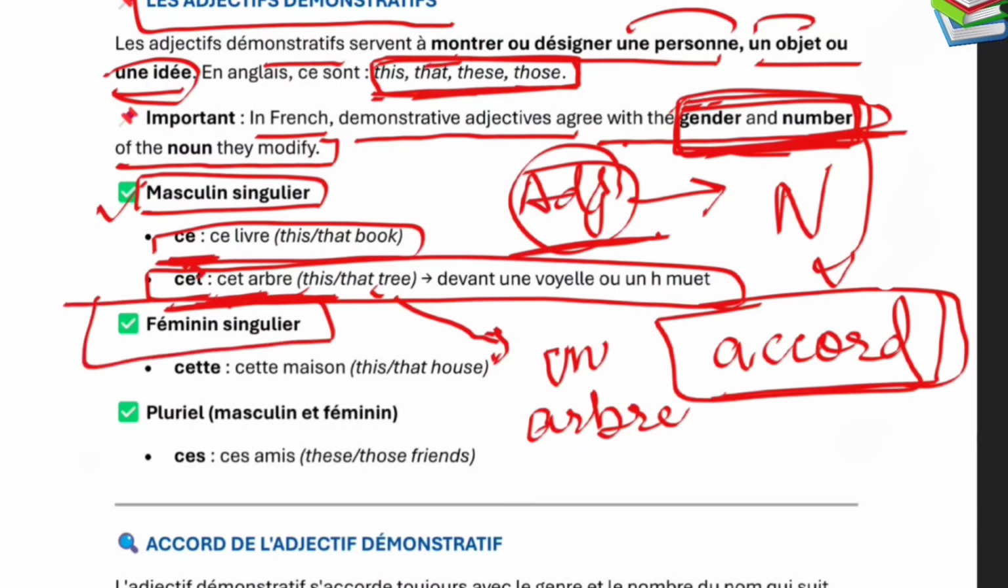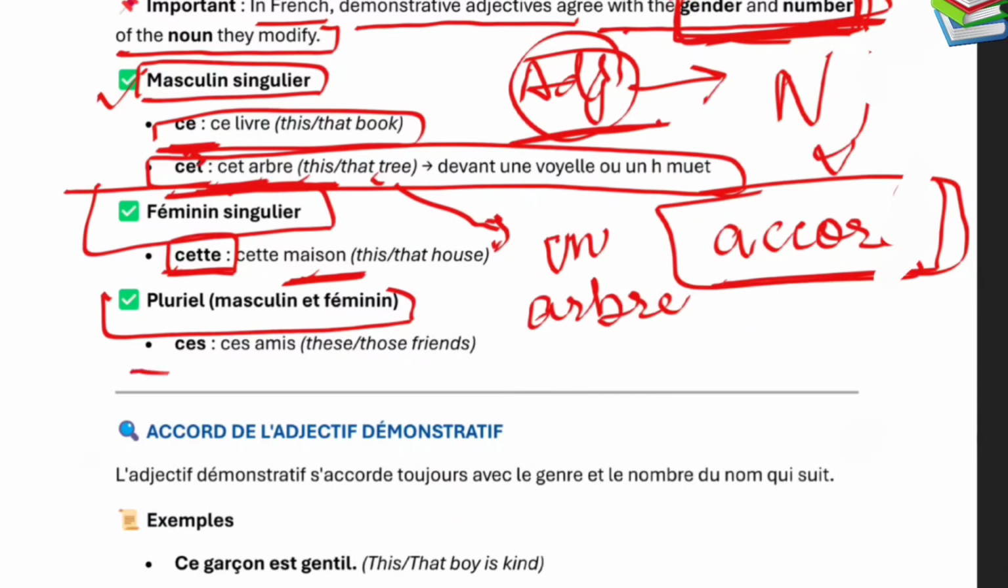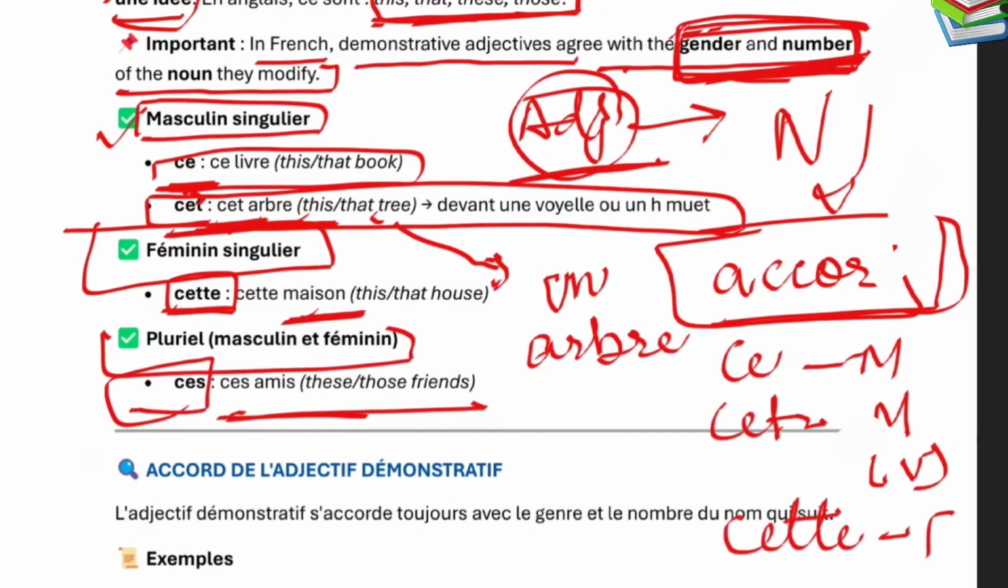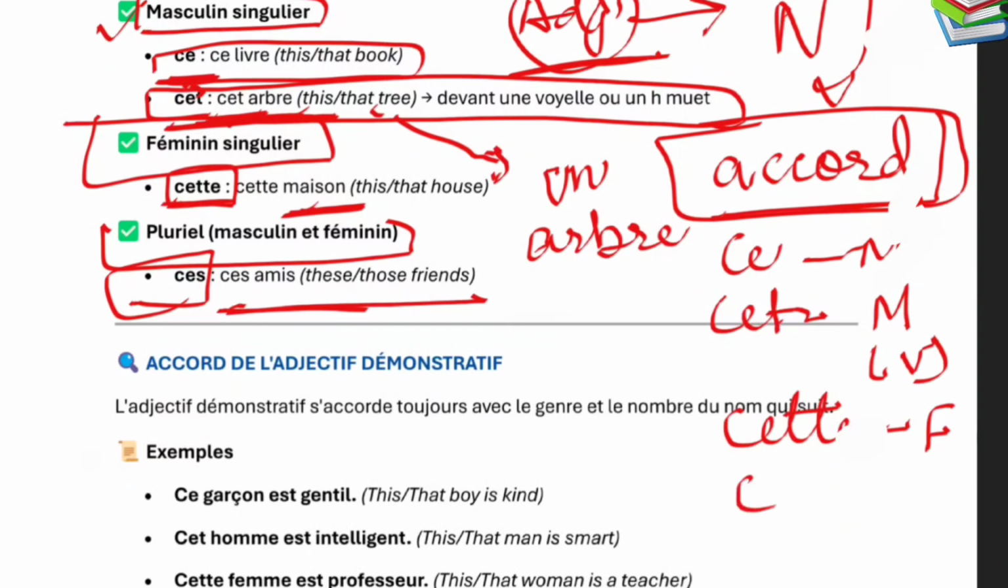Okay, now come to feminine one. If there is a feminine one, we will use cette. So maison, feminine singular. Okay, and in plural, there is just one, it is ces. Okay, now to summarize it a little, we use ce for masculine. We use cet if it is masculine but starts with a vowel. Next, we are using cette for feminine, and we are using ces for plural. So this is it.